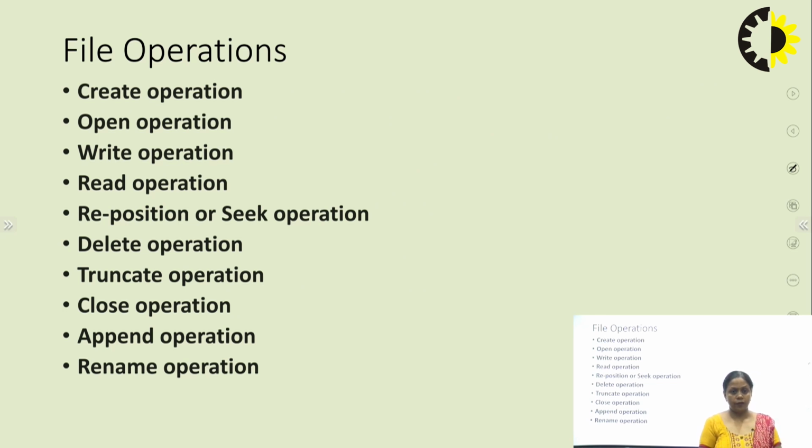Now, different file operations. Which operations can we perform on the files? Create operation, open operation. Create operation means when we create a file. Open operation: when we create and save a file, and then again we open the file, then this is known as an open operation. Write file means making changes in the file. And next is read operation. Reposition or seek operation, delete operation, truncate operation, close operation, append operation, and rename operation. These are all the operations which can be used on a file.